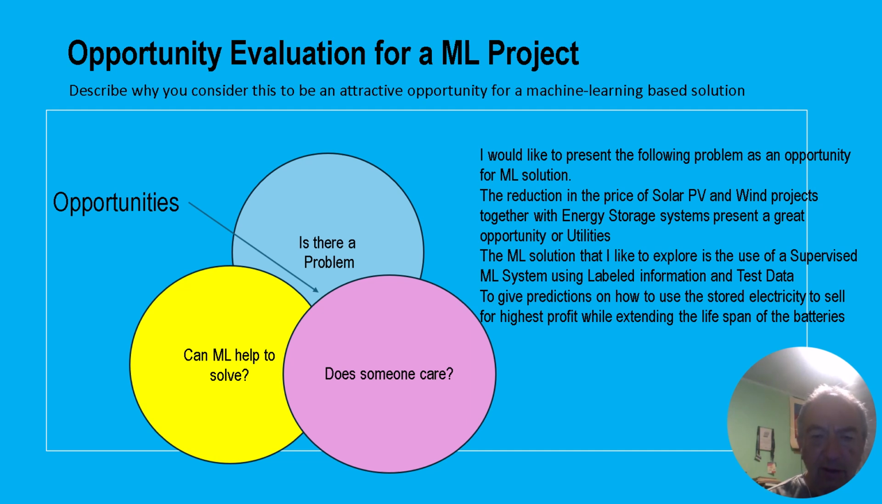The machine learning solution that we presented is going to be utilizing a supervised machine learning system with label-level information as well as test data. And also the main objective is to give predictions on how the stored electricity can be sold at higher prices, which generates more profit for the company, but also how to improve the lifespan of the batteries.